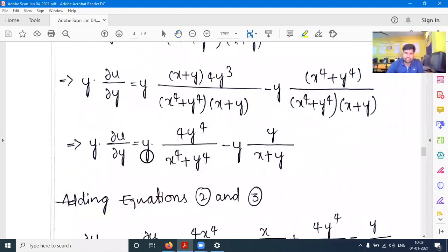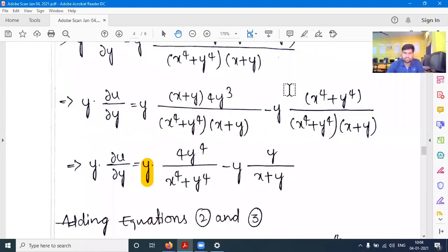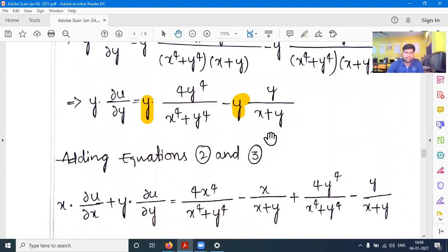So remaining is y into y to the power of 4, because we already multiplied. So 4 into y to the power of 4 divided by x to the power of 4 plus y to the power of 4, minus y by x plus y. So this is equation number 2.